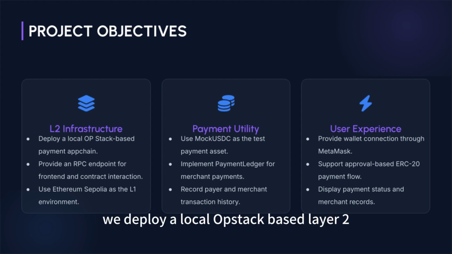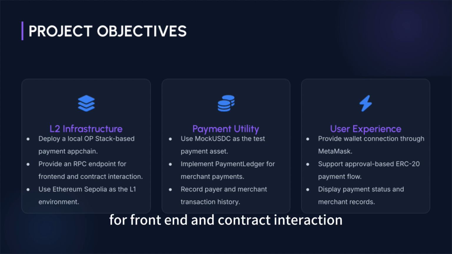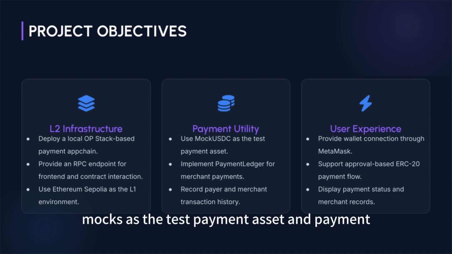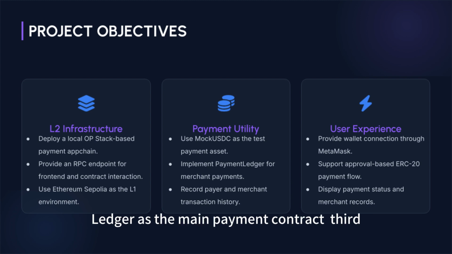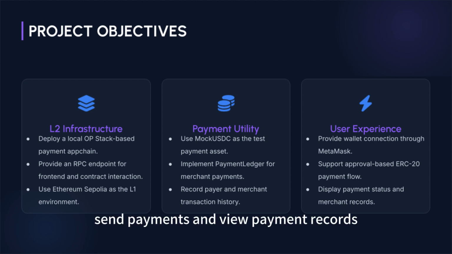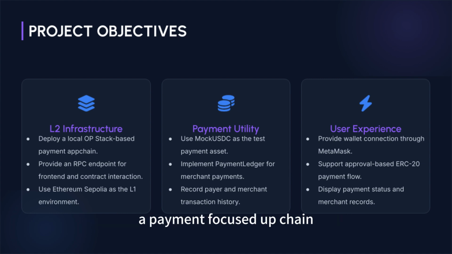First, we deploy a local OpStack-based Layer-2 payment upchain and provide an RPC endpoint for front-end and contract interaction. Second, we implement the payment utility using MockUSD as the test payment asset and PaymentLedger as the main payment contract. Third, we build a front-end interface where users can connect MetaMask, approve token spending, send payments, and view payment records. Together, these components form the MVP of a payment-focused upchain.